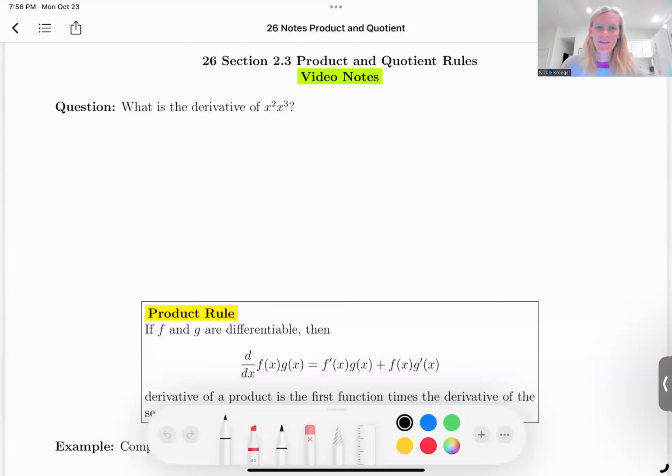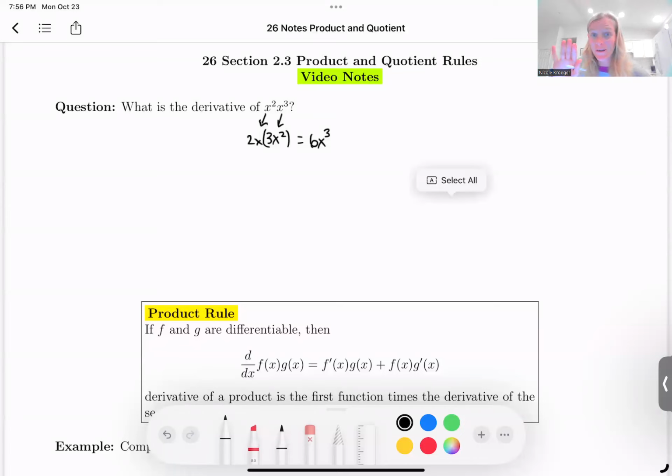Today, we're going to learn how to deal with products and quotients of functions and how we take the derivatives. And let's start with an example here. So we have x squared times x cubed. So you might jump into this problem and say, okay, well, I know the derivative of x squared is 2x and the derivative of x cubed is 3x squared. And so I just multiply those together to get 6x cubed.